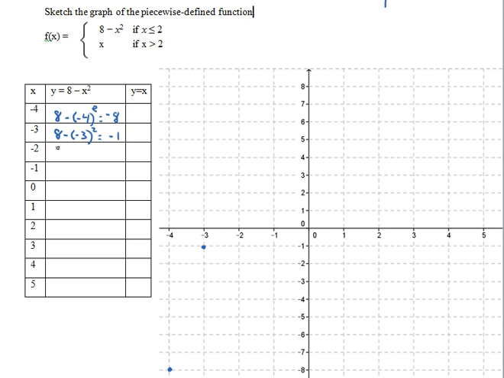The third point, 8 minus -2 squared, is 8 minus 4, which is 4. So -2, 4 is our point. -1 will give us 8 minus -1 squared. It's 8 minus 1, which is 7. And when x is 0, 8 minus 0 squared equals 8.